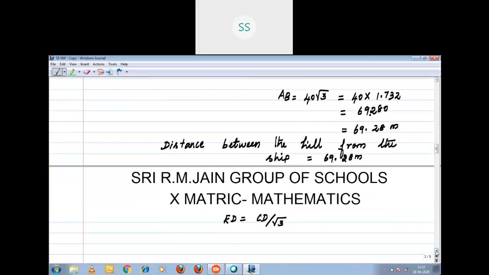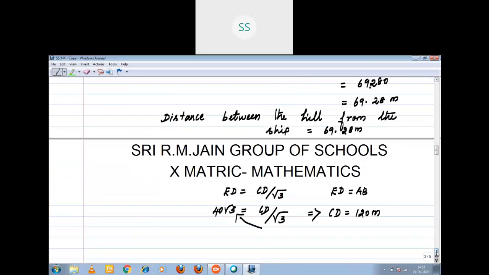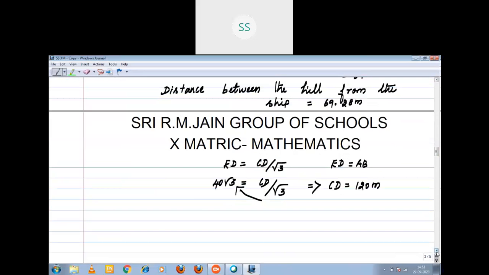Equation number 1 is ED equal to CD divided by root 3. Now, ED equal to AB. Already you wrote, right? ED equal to AB. So, AB is what? 40 root 3 equal to CD divided by root 3. Then you cross multiply, which implies CD equal to 120 meter.